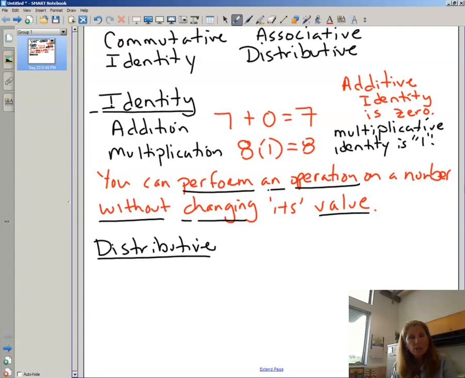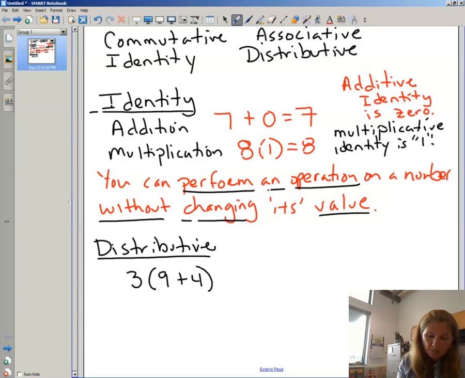So let's look at one where we would use multiplication in addition. So let's say I have 3 times 9 plus 4. The distributive property, and this is a little harder to follow at first, but this will be a property that you are going to love. You're going to use it all the way through algebra forever, and you're going to be glad that you have this property. So it's one you want to take the time to get to know.